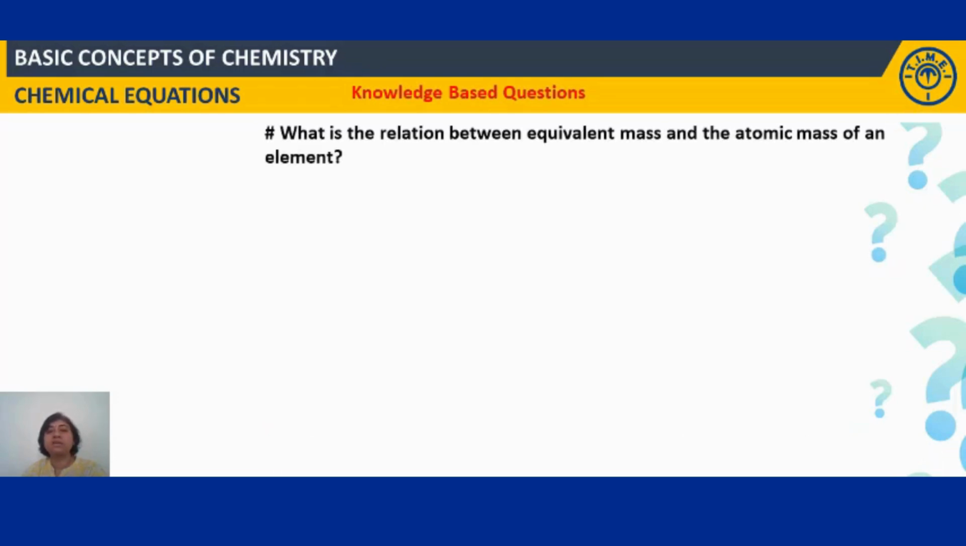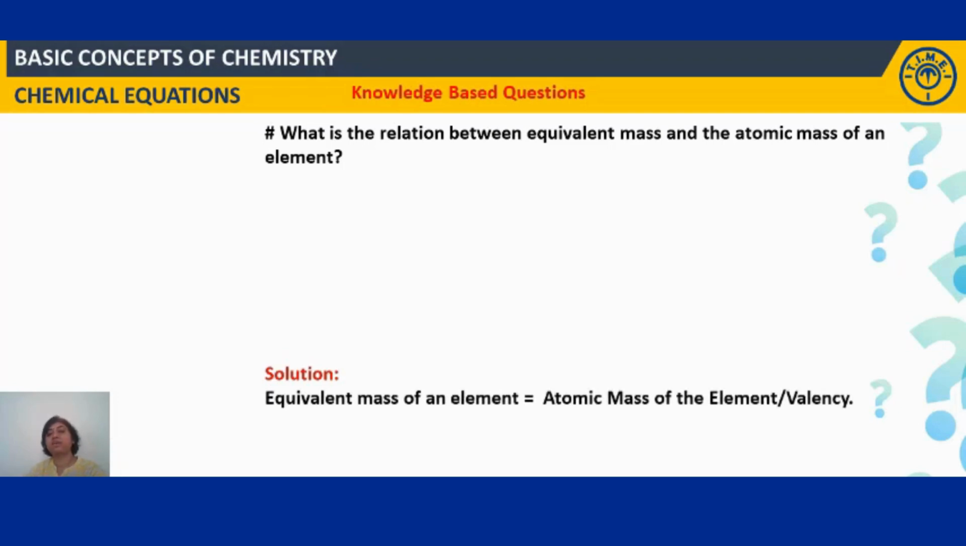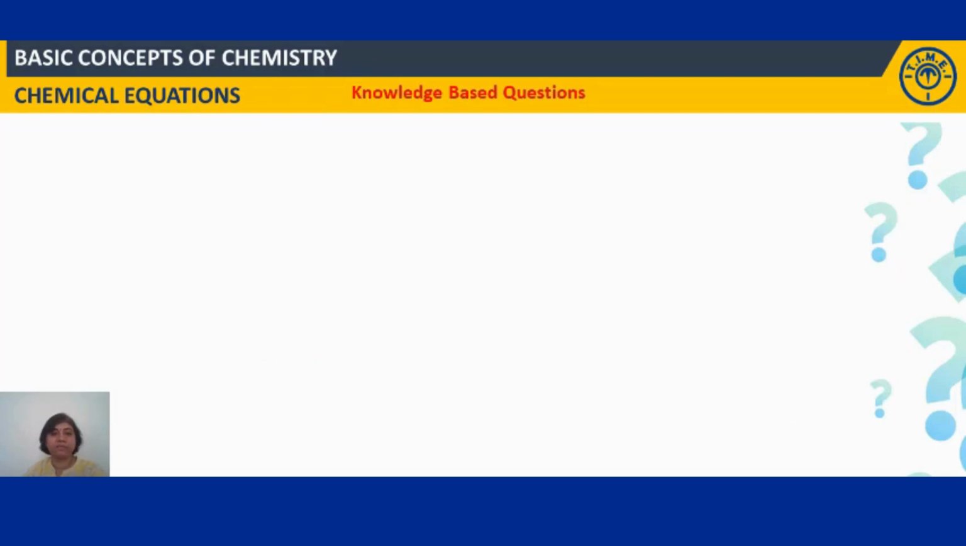Next question is, what is the relation between equivalent mass and atomic mass of an element? So equivalent mass of an element is atomic mass divided by its valency, right? So let's check the solution. Solution is equivalent mass of an element is equal to atomic mass of the element divided by valency. Fine? Okay. We'll move on to the next question.